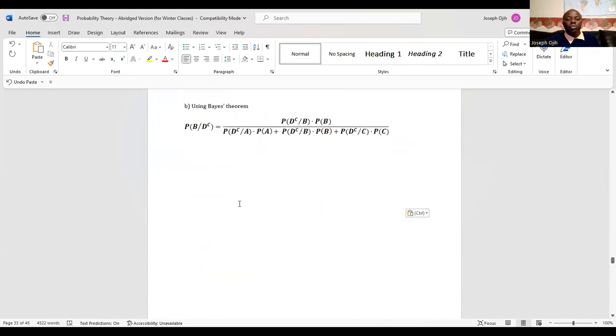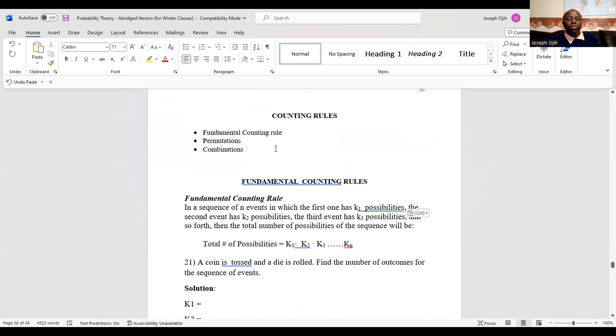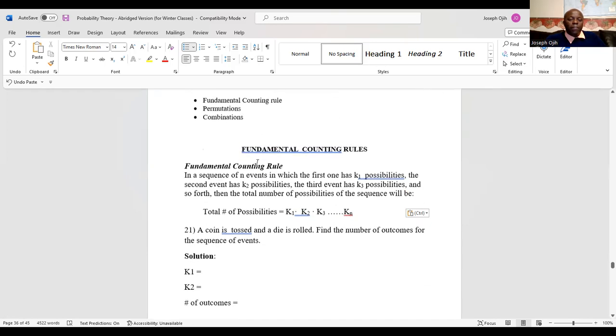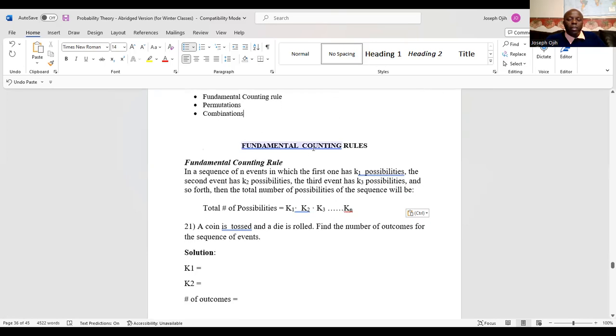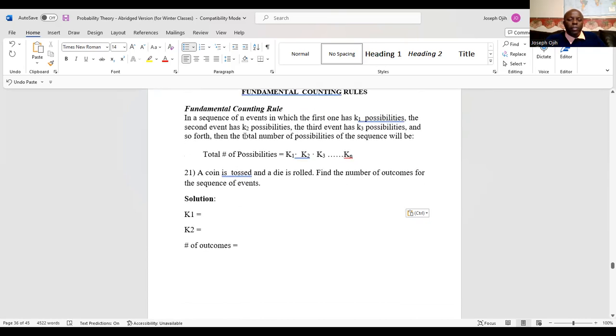Let me introduce you to counting rules. There are three topics we cover under the counting rules. Any question? All right. So the first one is the fundamental counting rule, the second one is permutations, and the last one is combinations. Let's look at the fundamental counting rule first.